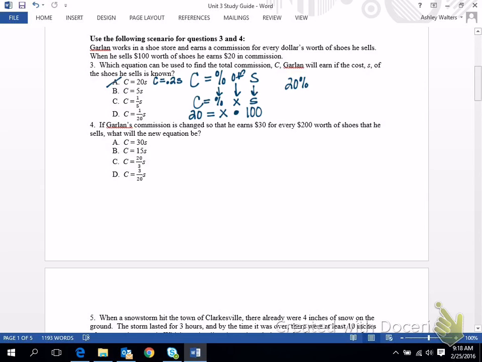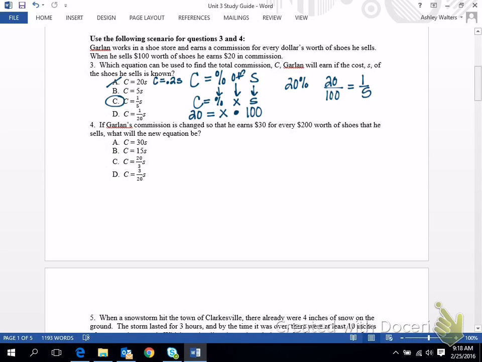So the only other options that we have to look at are fractions, and 20% is 20 over 100. 20 and 100 are both divisible by 20, leaving you with 1/5. So his commission is 1/5 of his sales.